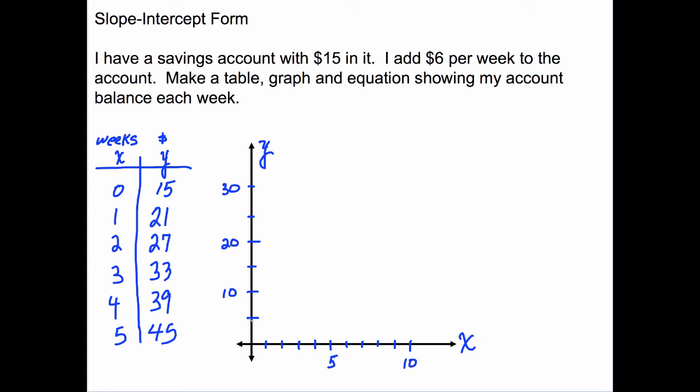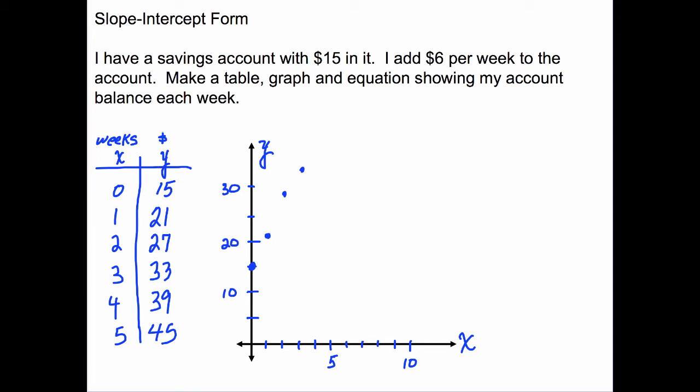At week 0, I have $15 in the account. And then after 1 week, I have 21, which is right about there. And then the next week, I have about 27. And then the next week, week 3, I have about $33, and so on.